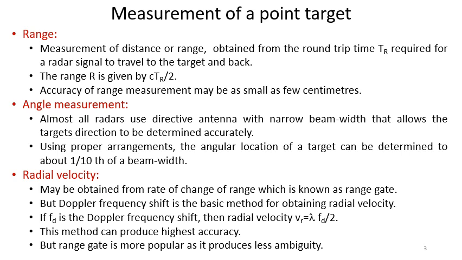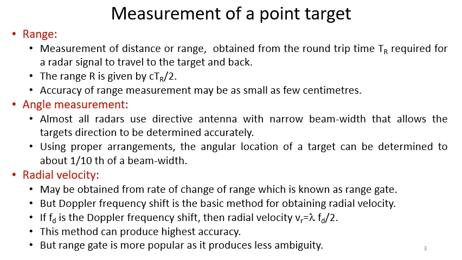Next is the angle measurement. Almost all radars use a directive antenna with narrow beam width that allows the target's direction to be determined accurately. Using proper arrangements, the angular location of a target can be determined to about 1/10 of a beam width.